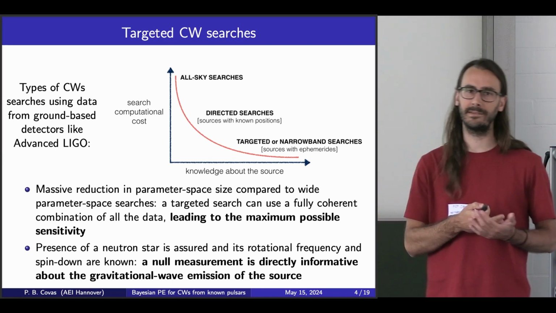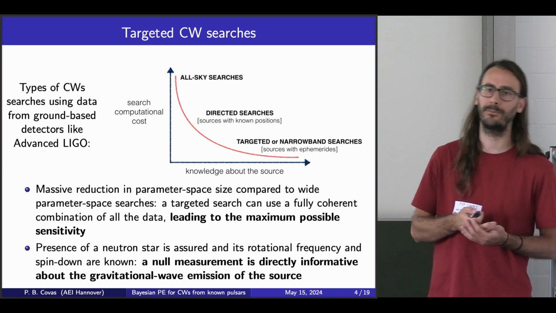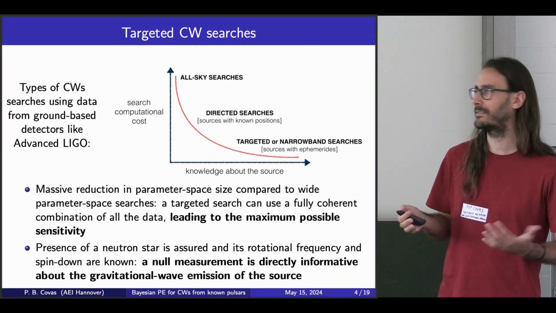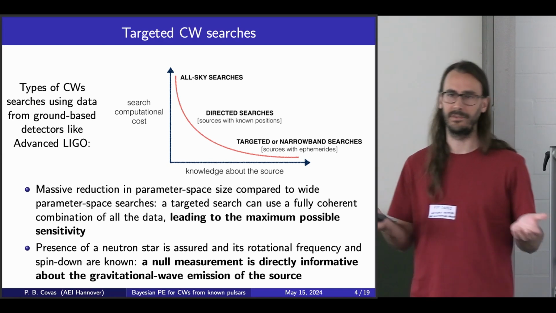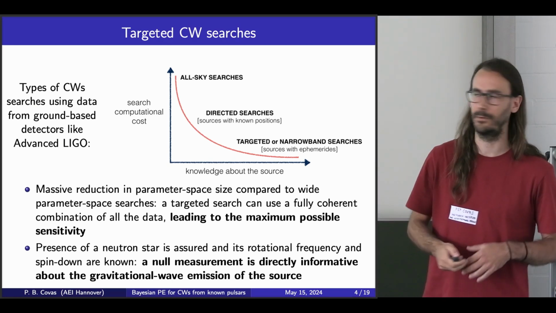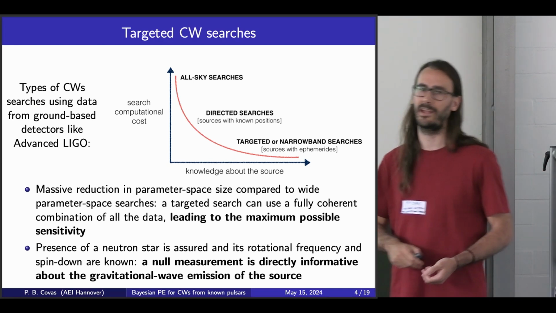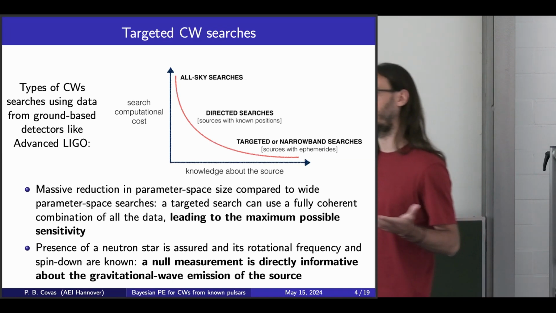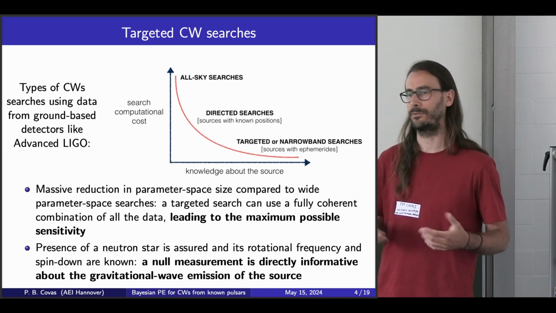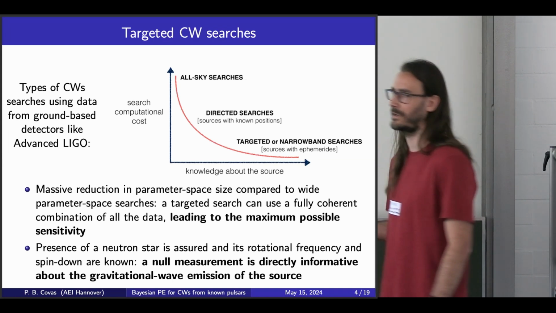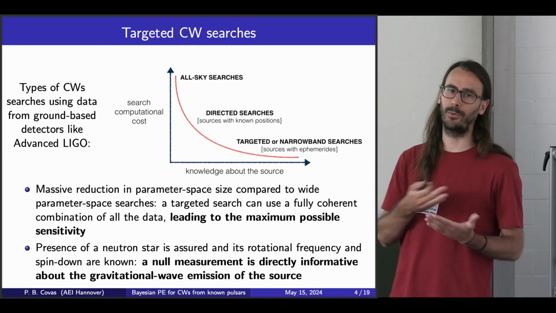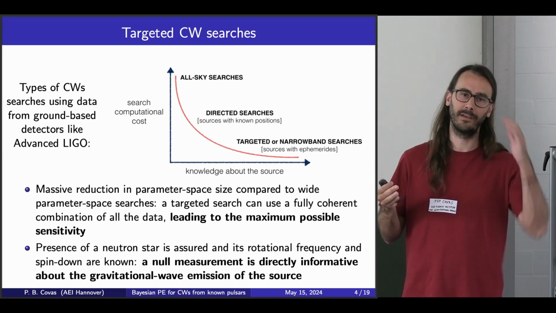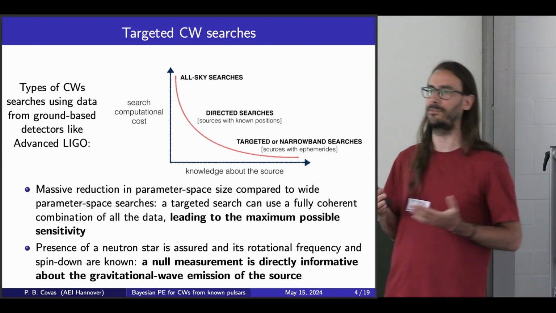So targeted searches look for continuous gravitational waves from neutron stars that we already know of, so from known pulsars. These are neutron stars that have been detected with radio searches or X-ray searches. And we already have information about their rotational frequency, their sky position, or if they are in a binary system, we also know the parameters that describe this binary orbit. Because we already have all of this information, there is a massive reduction in the size of the parameter space that needs to be searched.